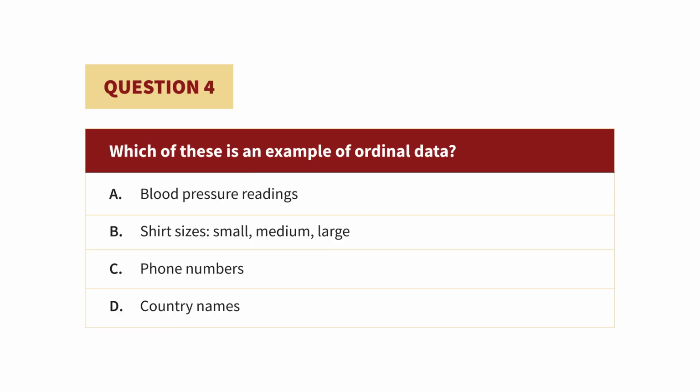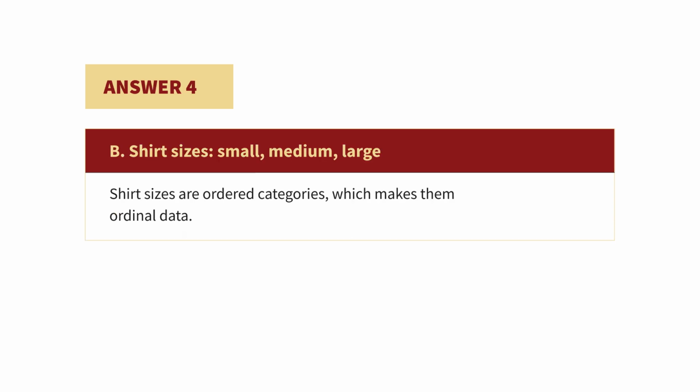Question 4. Which of these is an example of ordinal data? A. Blood pressure readings. B. Shirt sizes, small, medium, large. C. Phone numbers. D. Country names. The answer is B. Shirt sizes are ordered categories, which makes them ordinal data.